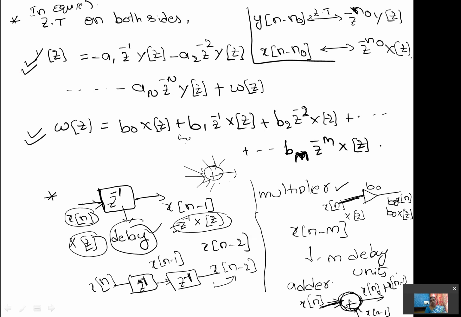Now we will see how you can realize the direct form 1 structure based on the elements like delay, multiplier, and adder. See here.